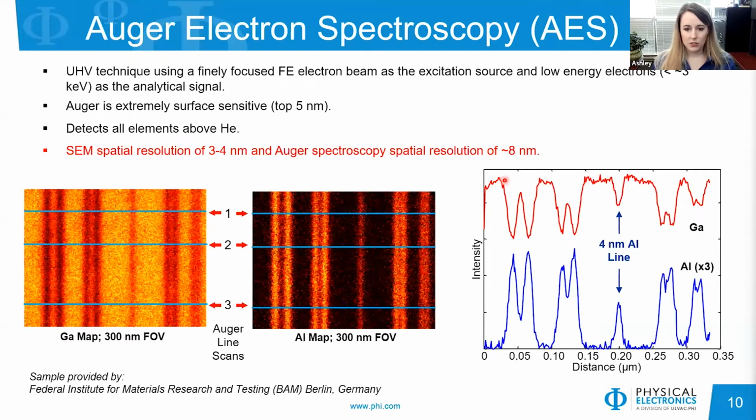The example here shows a gallium arsenide, aluminum arsenide superlattice with the Auger gallium map on the left and the Auger aluminum map in the center. If we extract line scans from these maps, we can see that we can distinguish a 4 nanometer line in the aluminum map, which really puts Auger at the forefront of surface analytical techniques with respect to spatial resolution at the nanoscale.